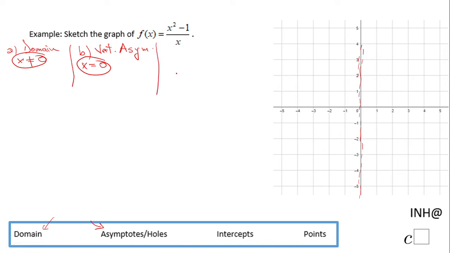But then let's take a look at the horizontal asymptote. Horizontal asymptote, let me call this part C. And if we look for a horizontal asymptote, we have to take a look at the degree of the numerator. In this case it is 2, and the denominator in this case is 1. Since the degree of the numerator is more than the degree of the denominator, there is no horizontal asymptote.